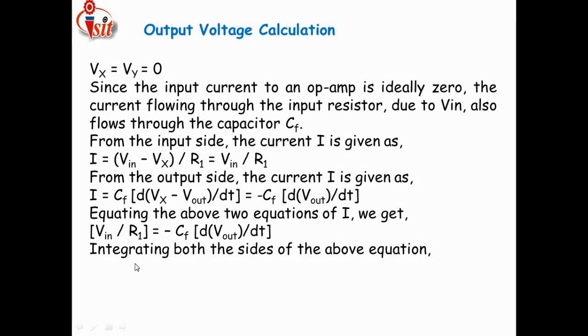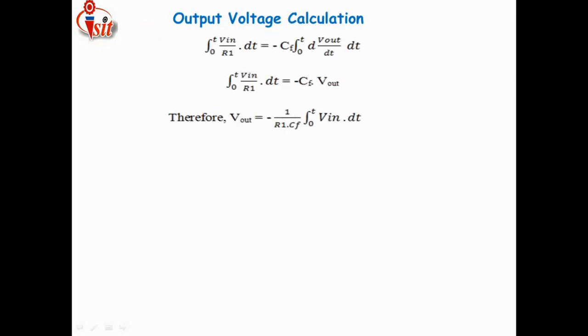Our aim or target is to study the integration equation. For that purpose, we take integration on both sides, and what we get, just see here, is integration from time 0 up to the maximum time limit t, of Vin divided by R1 dt, that is, the input voltage divided by R1, is equal to minus Cf. Cf is a constant factor, the feedback capacitor value, so it is separated out. Again the output voltage is differentiated and integrated from 0 to t.